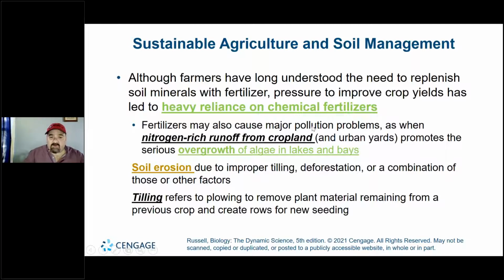You'll see here that fertilizers may also cause major pollution problems, nitrogen-rich runoff from cropland as a result of fertilizers. You can have overgrowth of algae in lakes and bays as a result of this. Hey, we realize again too, without crops, there's no food, right? And so there needs to be a balance of working with our farmers and supporting our farmers. I see that as vital, and not harassing them and giving a hard time, but coming alongside and helping them and developing different technology in order to make farming as safe as possible for the environment, for all of us, as far as the food supply and such.